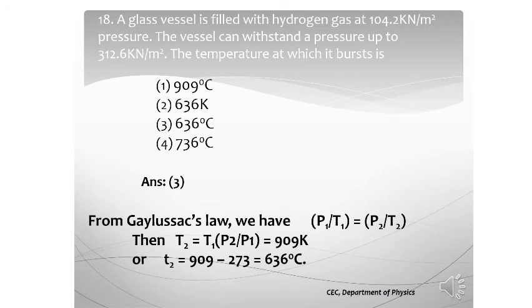This is also calculated using Gay-Lussac's law, P1 by T1 equal to P2 by T2, or T2 is equal to T1 into P2 by P1. Substituting the values we get 909 Kelvin, or in degree centigrade scale it is 636 degree centigrade.